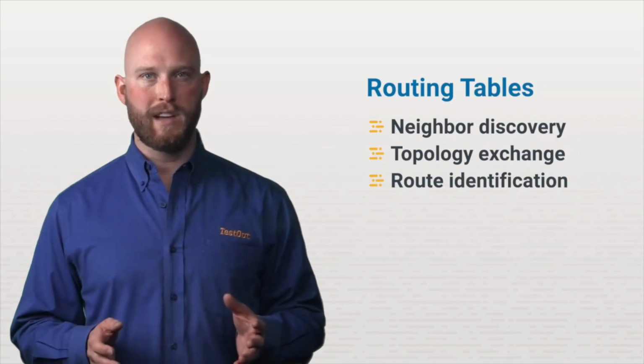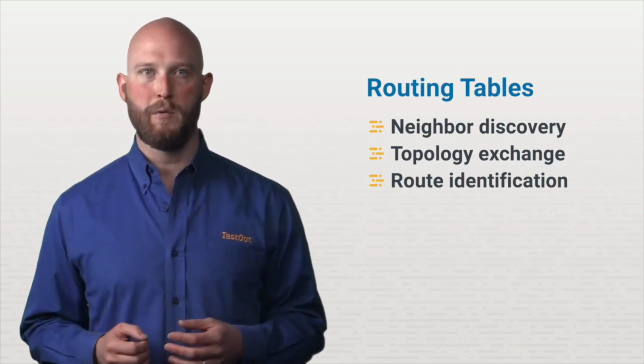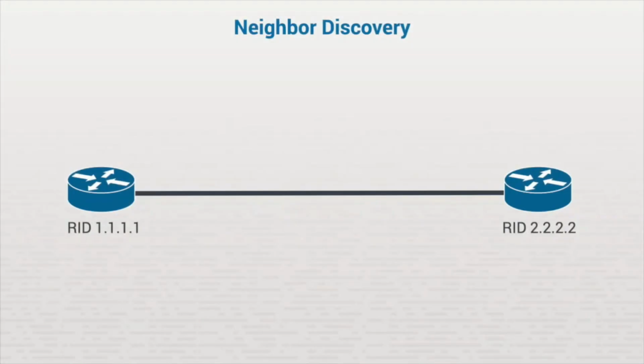OSPF creates and maintains these routing tables using three processes: neighbor discovery, topology exchange, and route identification. Let's start with neighbor discovery and topology exchange to see how this works on a small point-to-point network. We'll start with these two routers.